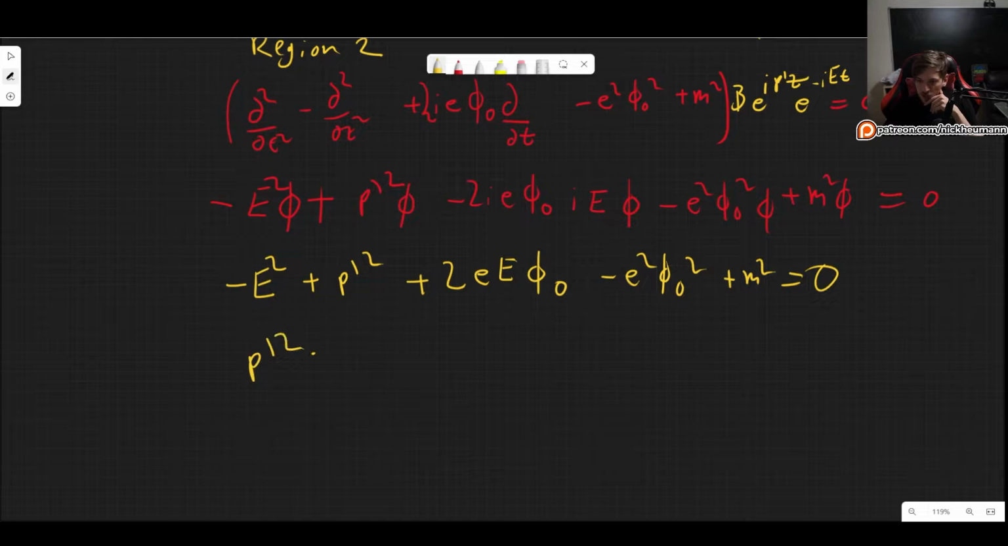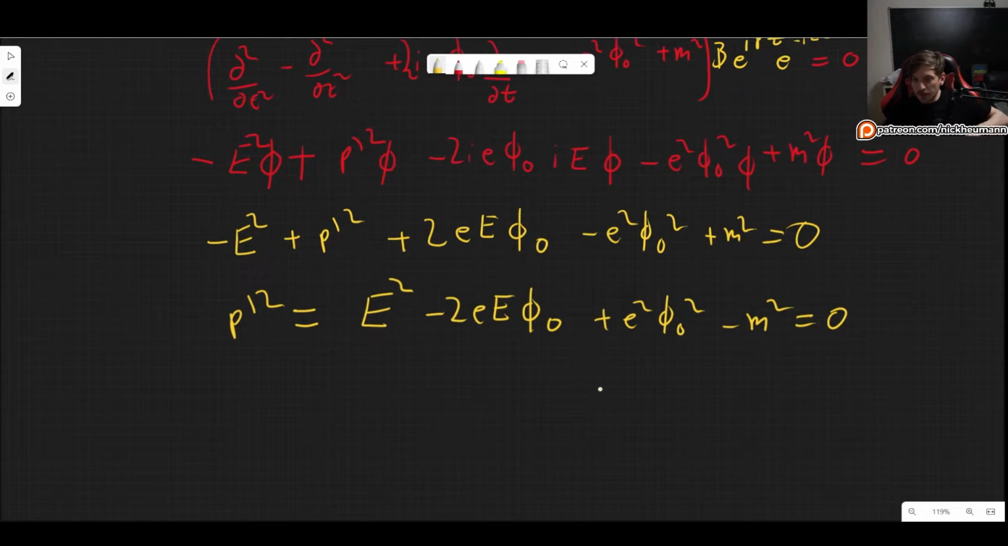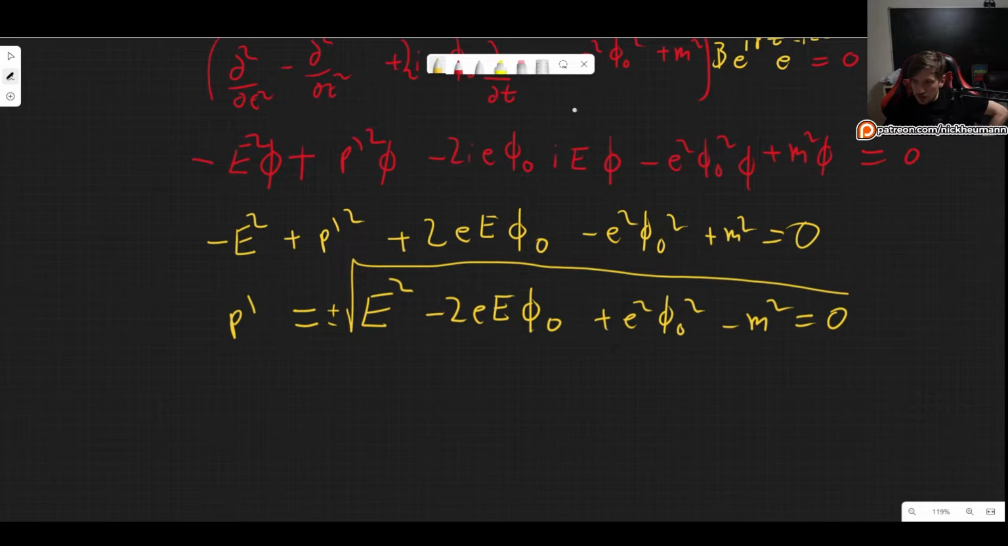So p prime squared will give us e squared minus 2e phi 0 plus e squared phi 0 squared minus m squared is equal to 0. Okay, so here we can see that p prime is going to be plus or minus the square root of this. Whoops, I should have included that equal to 0, by the way. Okay, so p prime is going to be that. The problem is this looks very nasty, so let's try to factor it a little bit to make it look nicer.